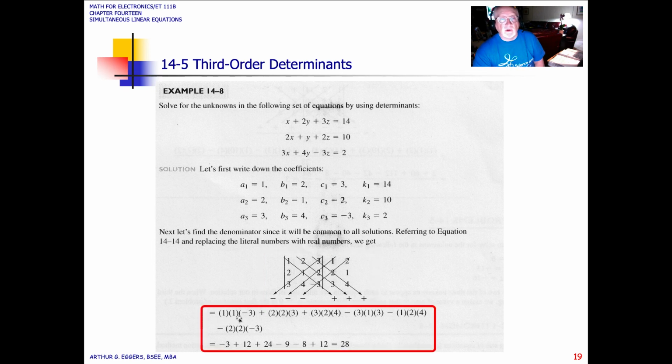And so here on the bottom you can see that we have 1 times 1 times minus 3, plus 2 times 2 times 3, plus 3 times 2 times 4, minus 3 times 1 times 3, minus 1 times 2 times 4, minus 2 times 2 times minus 3, which gives us, when we sum these up, a denominator of 28.